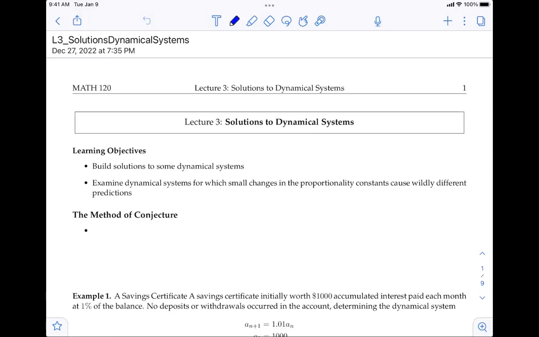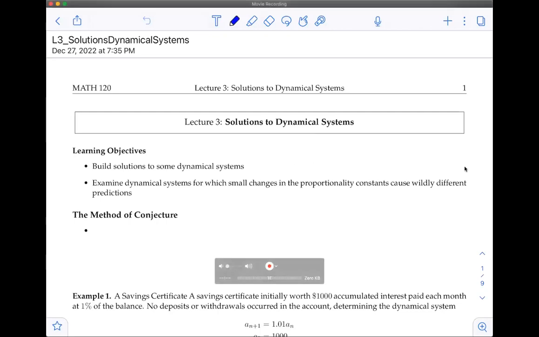We want to develop a solution or formula such that you can compute the value of a specific term directly. We're going to look at two different models. The first one is related to discrete exponential functions, and the second one includes the exponential functions and the constant functions. We'll see that in a few minutes. So the learning objective is to build solutions to some dynamical systems.